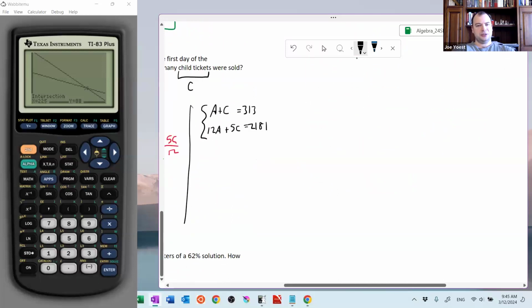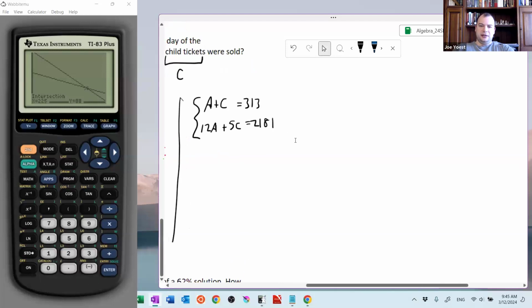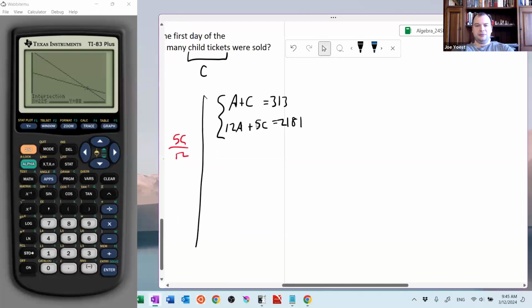Down here, we're not quite so lucky, right? If I just add these together, I get 13a plus 6c equals some big number. That doesn't really help me out. I just get one equation and two unknowns. That's not super helpful. I need to do one more thing here. I need to be a little creative and figure out, can I transform one of these equations into a form that sets me up so that when I add the two, one of my variables goes away?